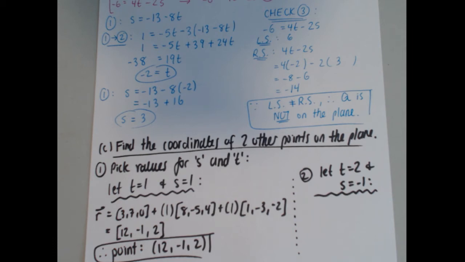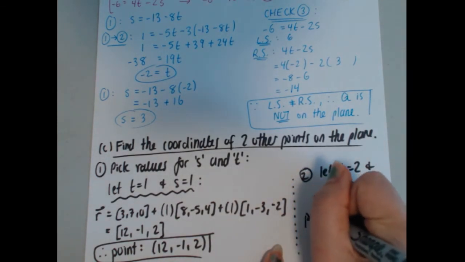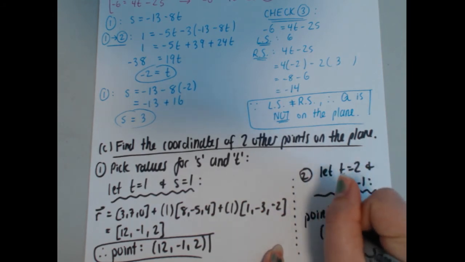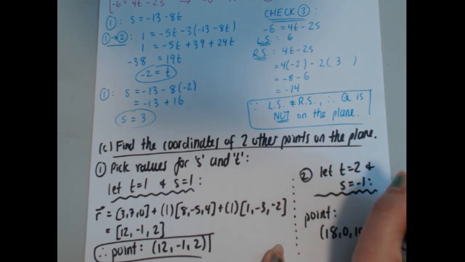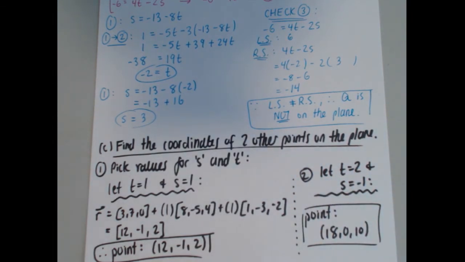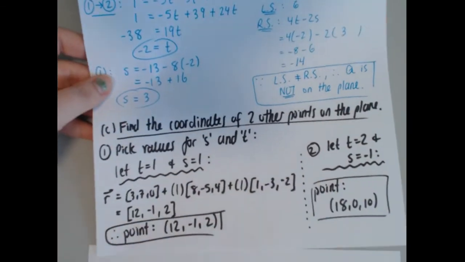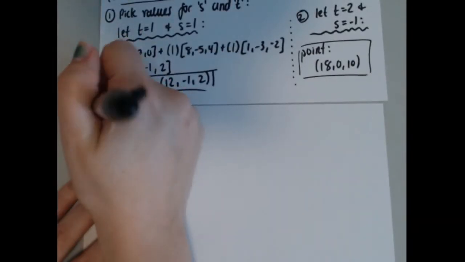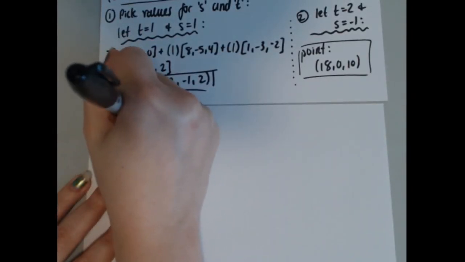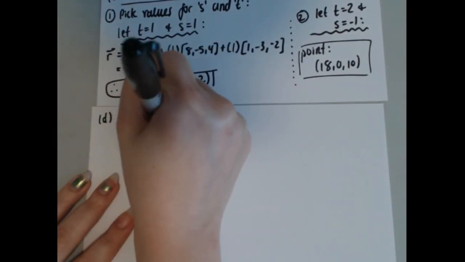Okay, so after having paused the video and working this out, you should obtain that the point with this s and t combination is (18, 0, 10). Okay, so that's part C. Part D. Find the x-intercept of the plane.